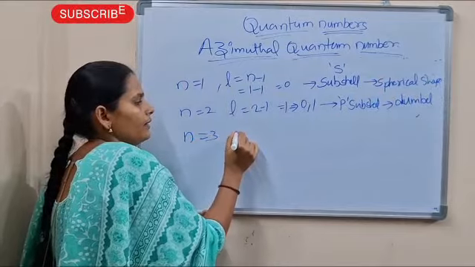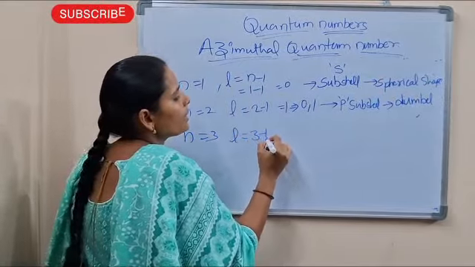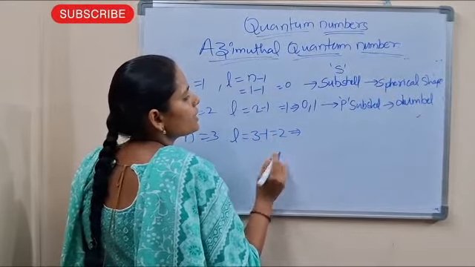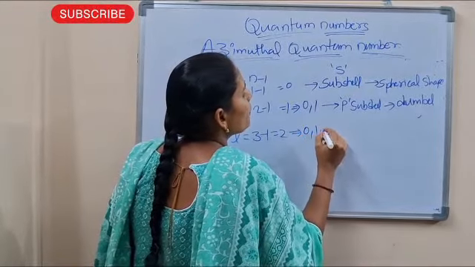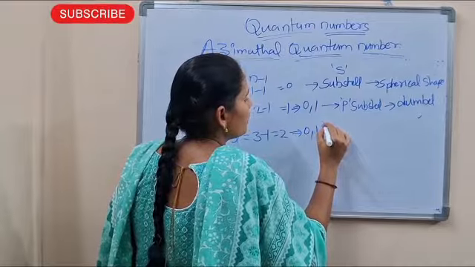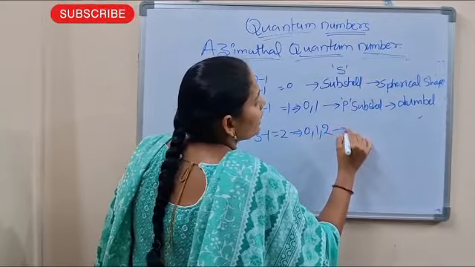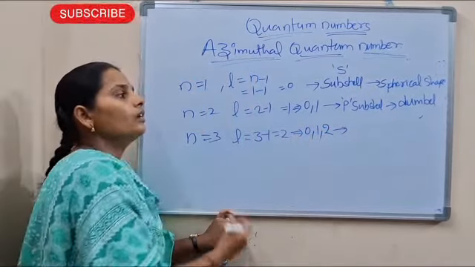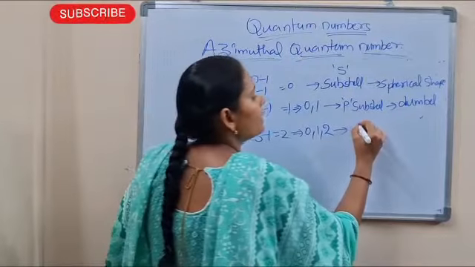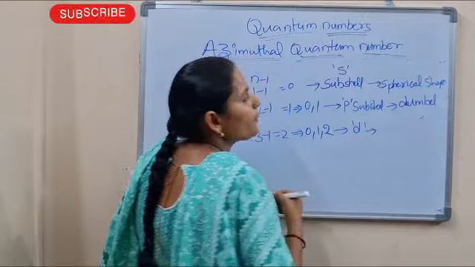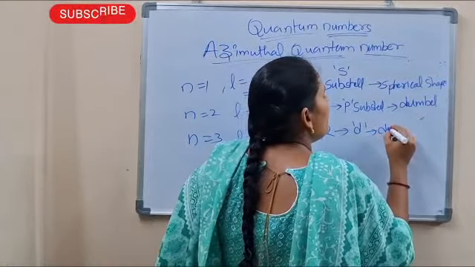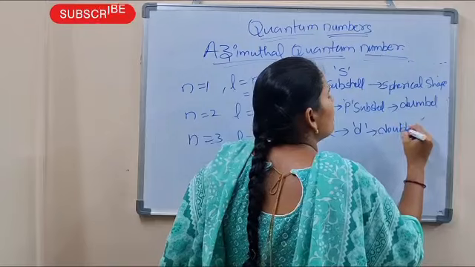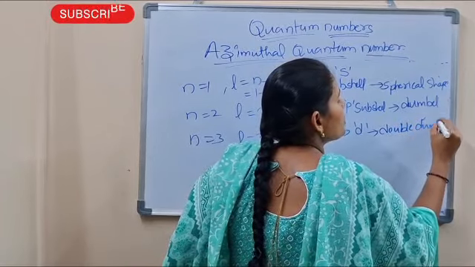Next, n equal to 3. L is 3 minus 1, that equals 2, which means the L values are 0, 1, 2. The subshell is the D subshell. The shape of the subshell is double dumbbell.